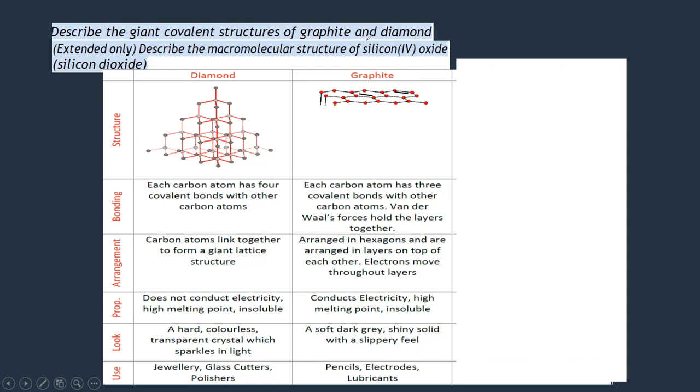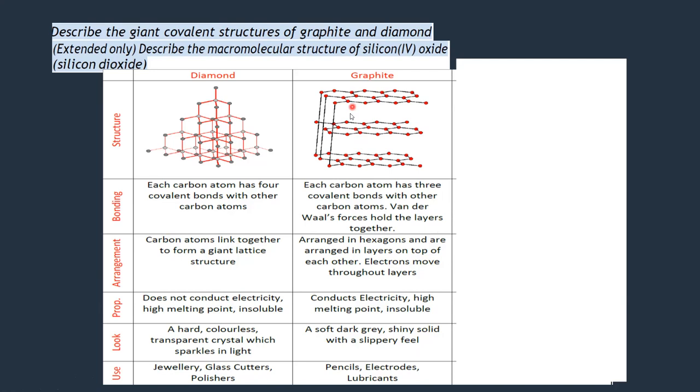So what are the properties when we compare them? Graphite has a layer structure, whereas in diamond, as you can see, each carbon has four covalent bonds, while in graphite each carbon has three covalent bonds. Between the layers there is a weak van der Waals force, so layers can slide over each other. That's why graphite is soft and slippery. The carbon atoms link together in a giant lattice. Here a hexagon is there, with layers on top of each other. An electron can move through the layers, so if an electron is here, it can move from one layer to another. That's why graphite can conduct electricity.